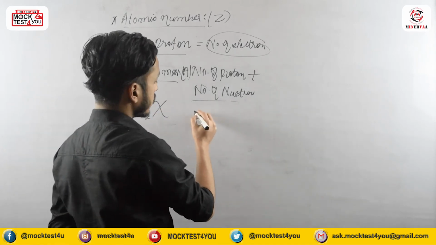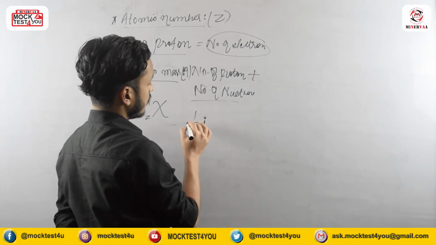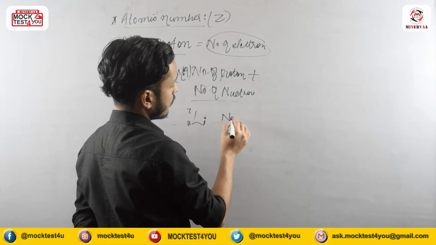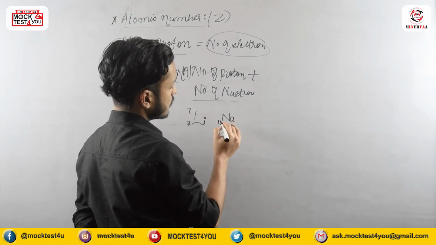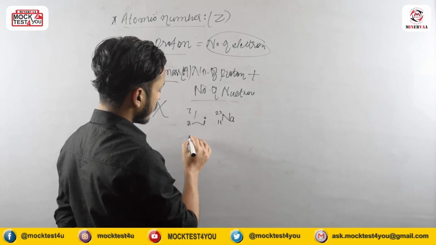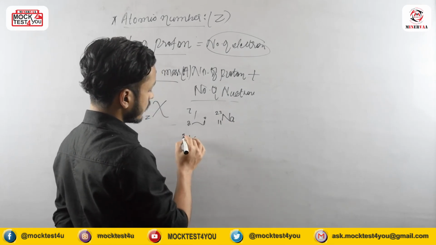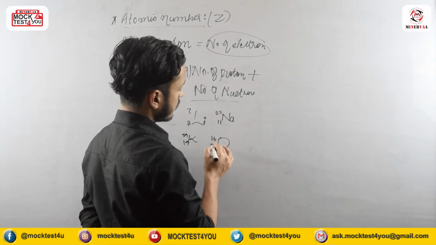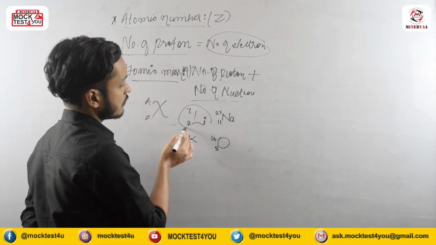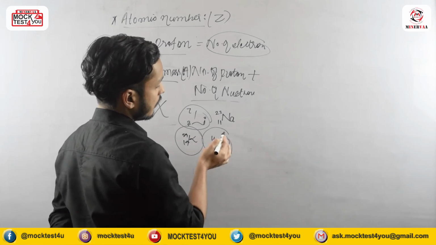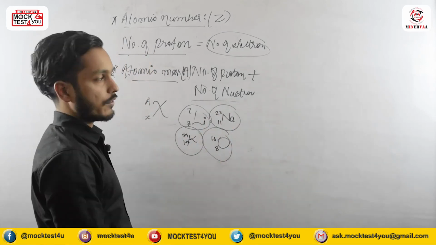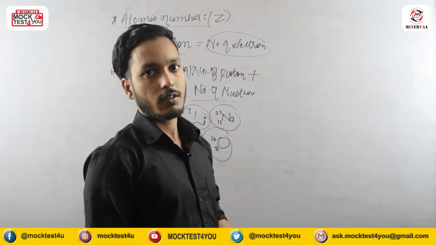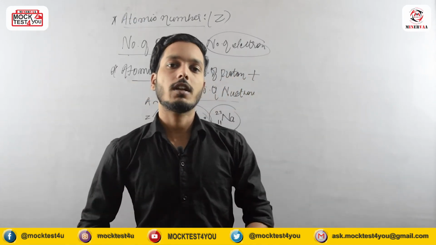For example, for lithium we can write 3 and 7. For sodium, the atomic number is 11 and the mass number is 23. For potassium you can write 19 and 39. For oxygen you can write 8 and 16, right? So this is the way of writing the atomic mass and atomic number of an element. I hope you have understood atomic number and atomic mass, and the periodic classification of elements, class 10, right?